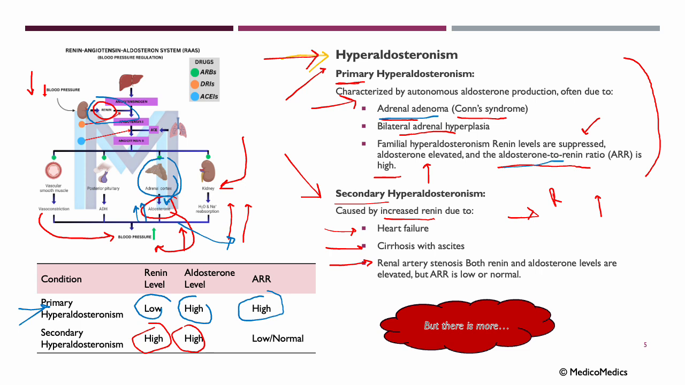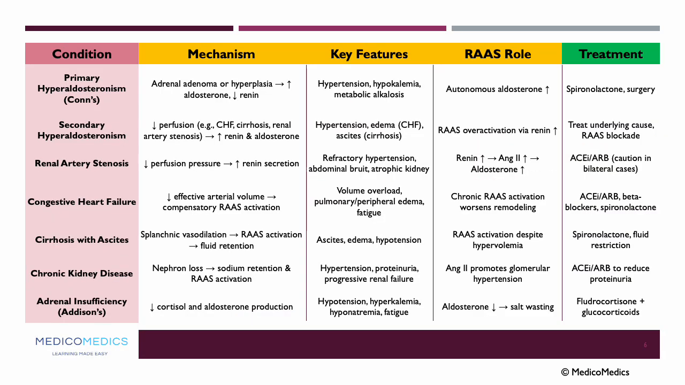Now, even though hyperaldosteronism is typically the pathology mentioned in relation to the RAAS system, there are more. So let us just briefly take a look at a few others. We've mentioned primary hyperaldosteronism, or Conn's syndrome. We mentioned secondary. What about renal artery stenosis?